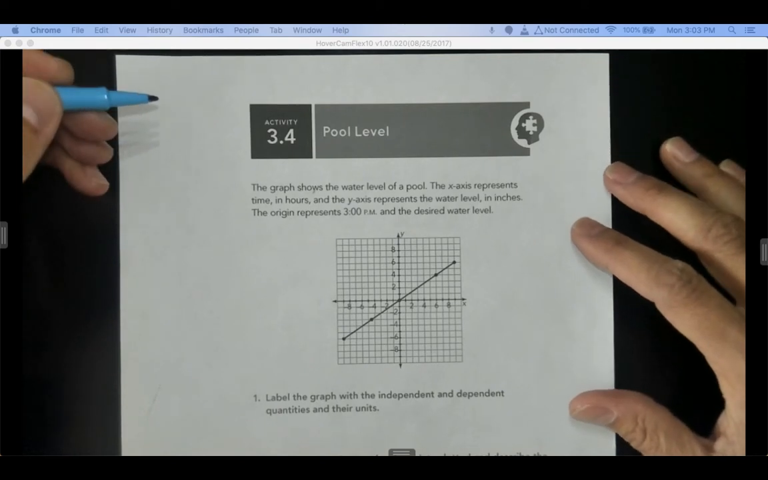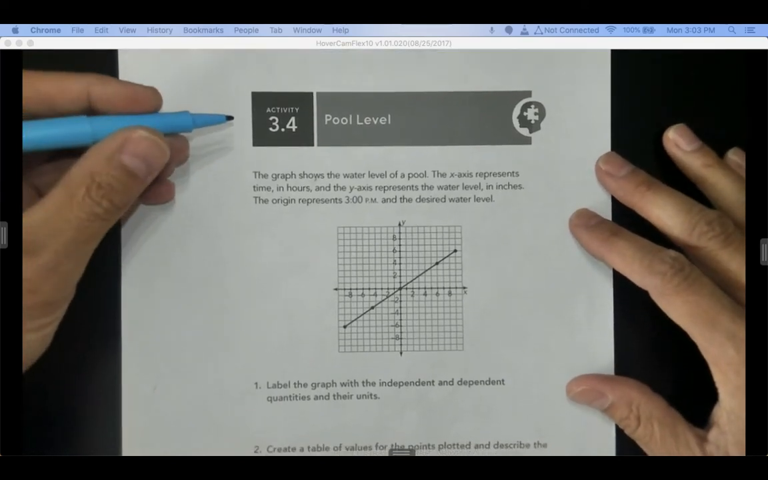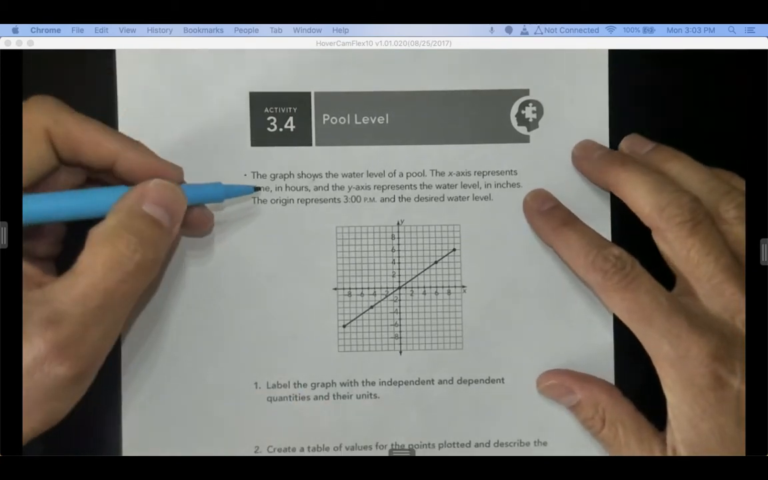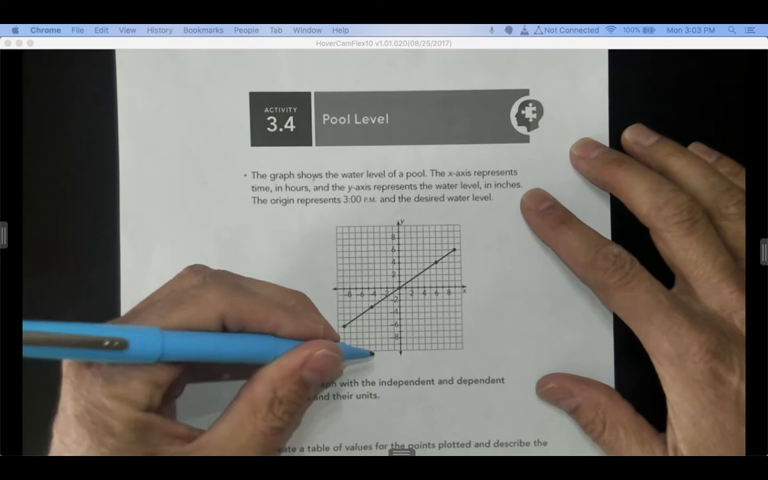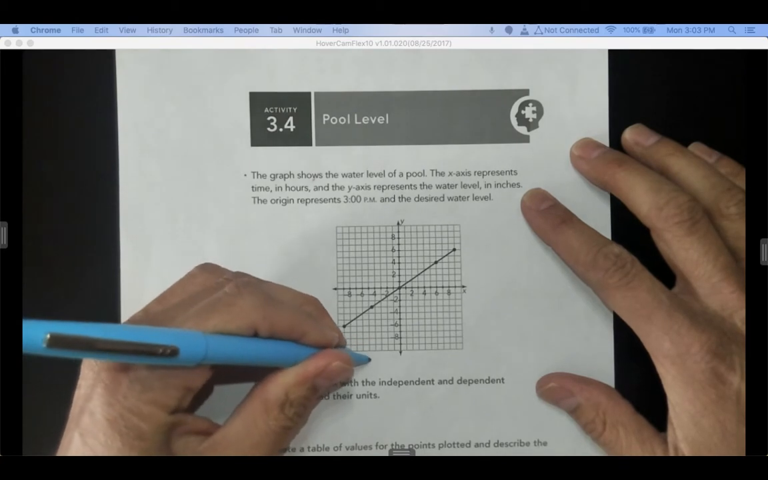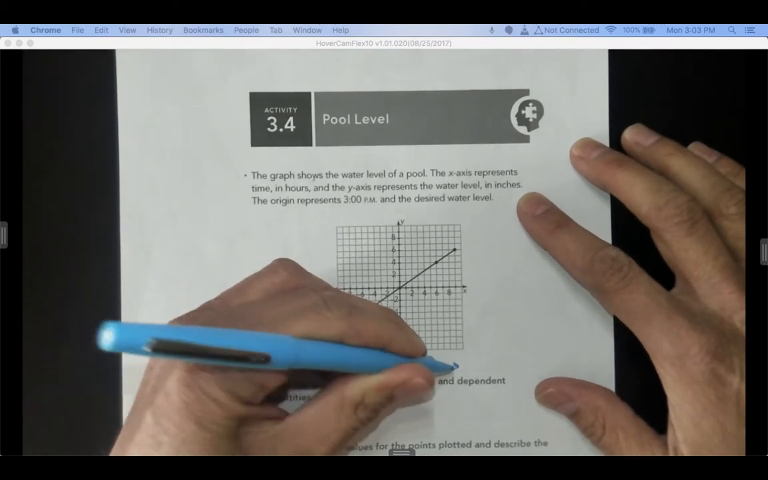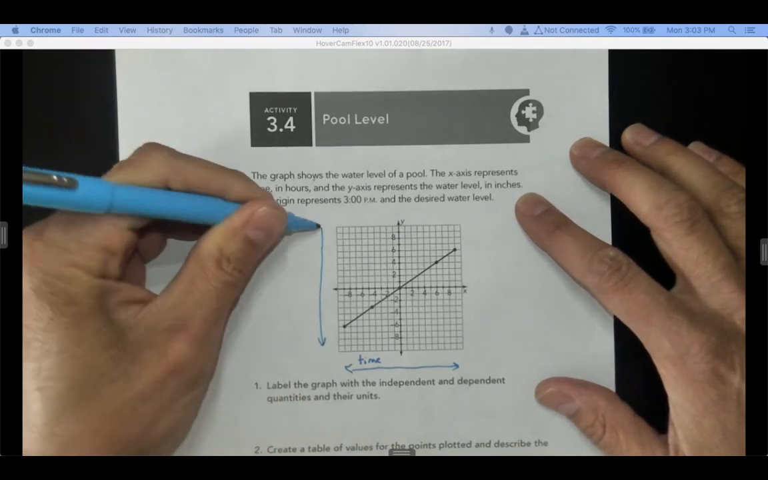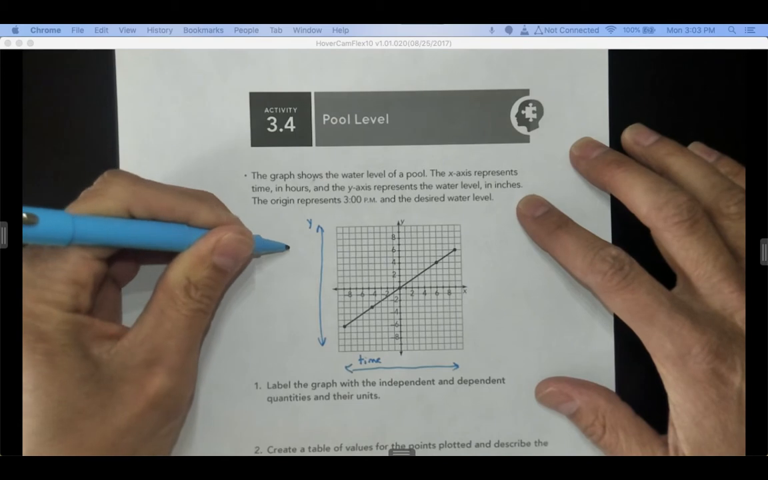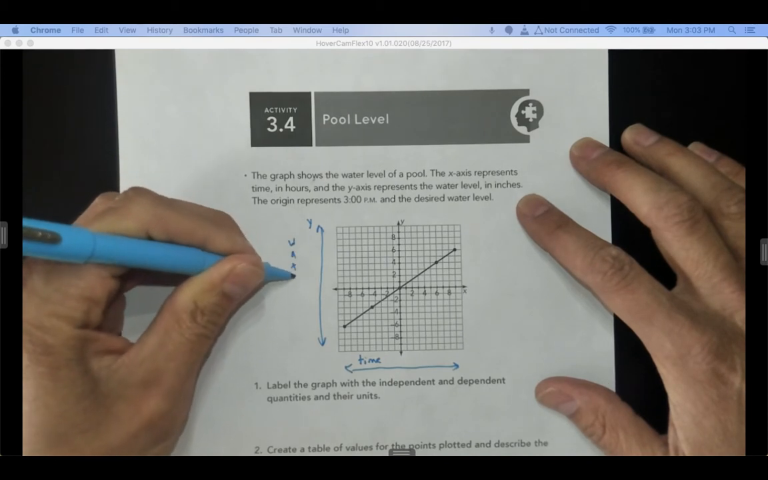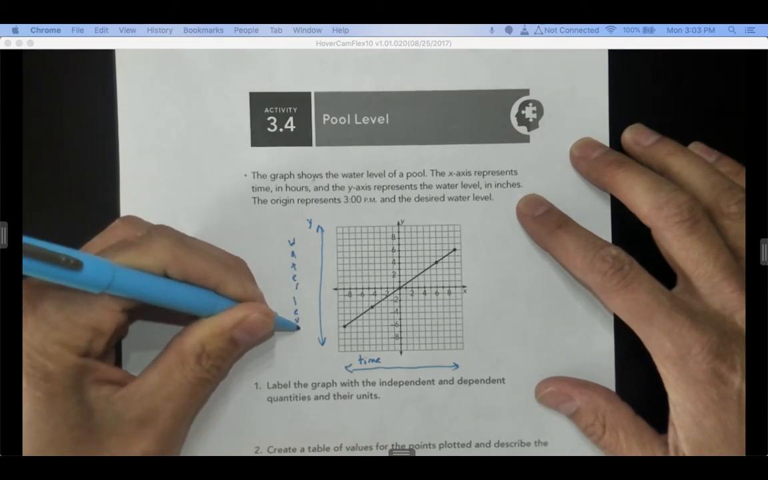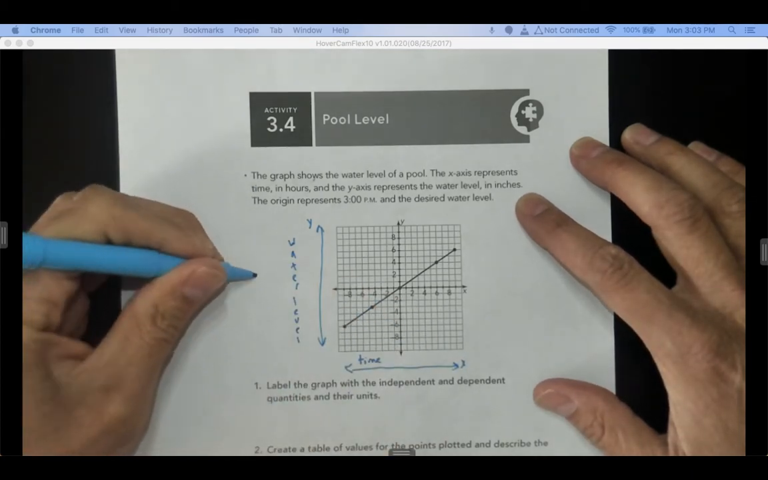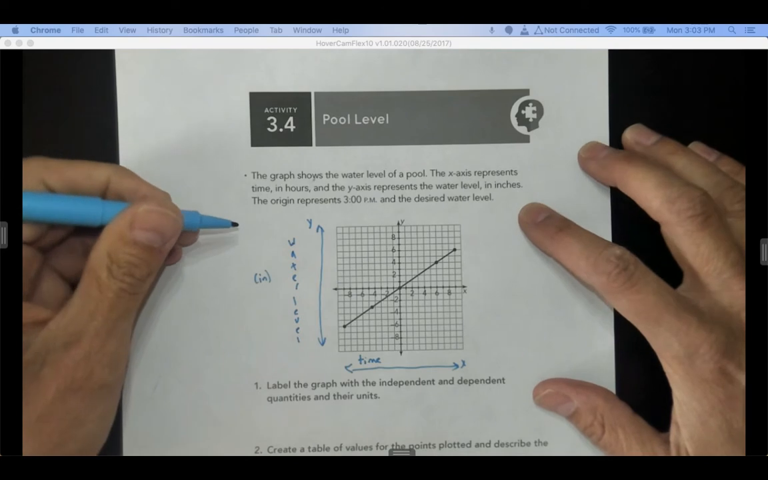All right, so this is activity 3.4, pool level. The graph shows the water level of a pool. The x-axis represents time in hours. So time is going along this x-axis right here. And the y-axis, going this way, represents the water level in inches.